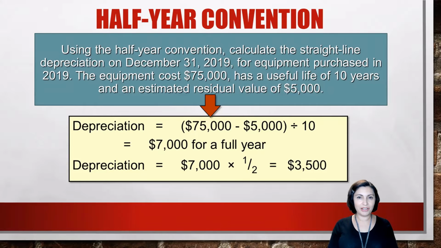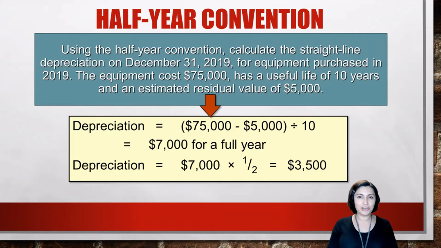In this example, a company purchased equipment for $75,000 on some date in 2019. The equipment has a useful life of 10 years and an estimated residual value of $5,000. This company uses straight-line depreciation for all of its plant assets. Let's calculate depreciation expense for 2019 using the half-year convention.